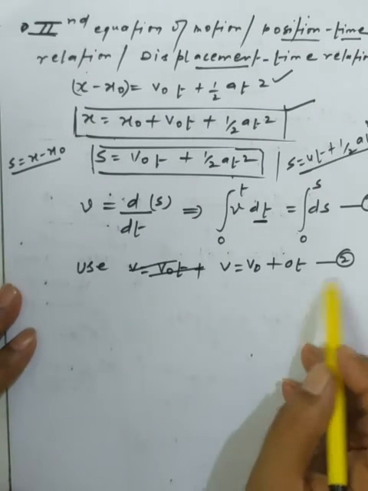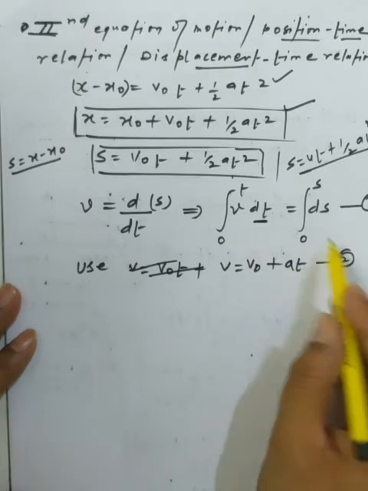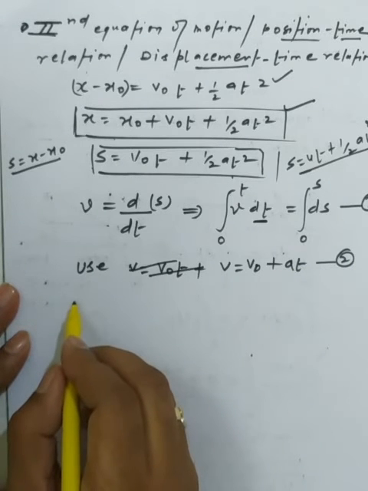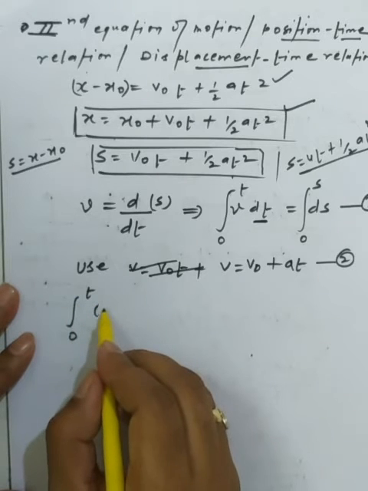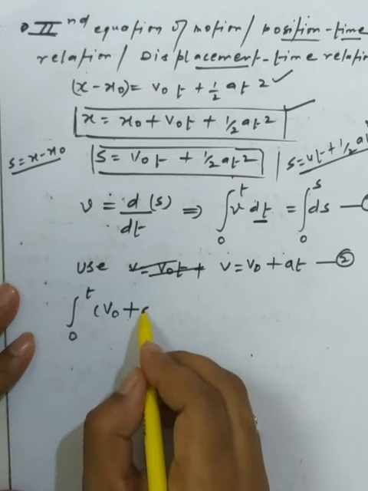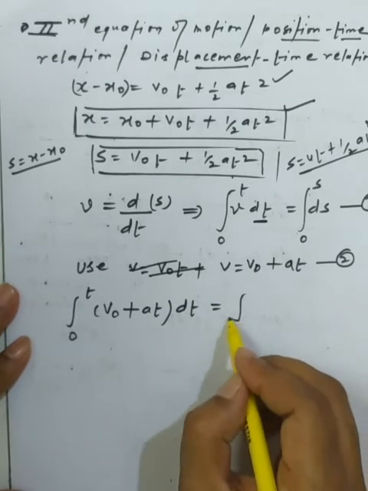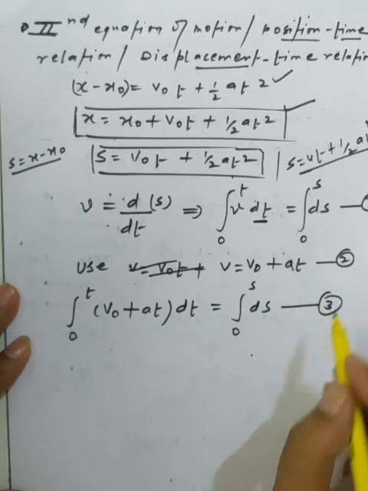Now what we are doing is using the equation v is equal to v naught plus at from equation number 1. So how does the integral come in front of you? I am writing 0 to t, and in the place of v I write v naught plus at, with respect to dt, and I put 0 to s and ds. So it is a modification of this equation.